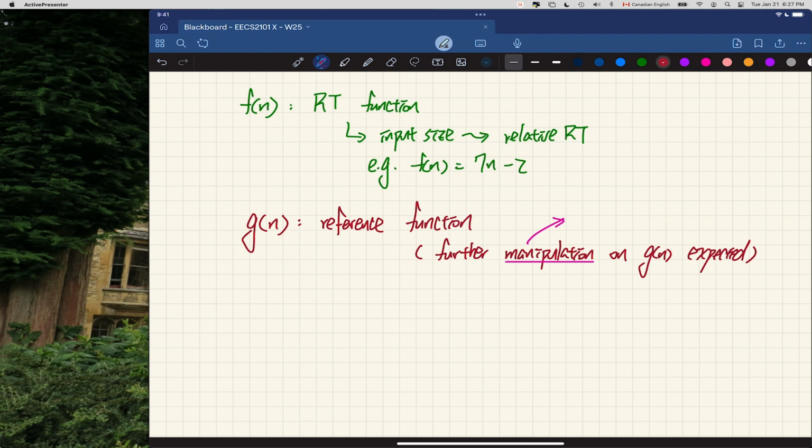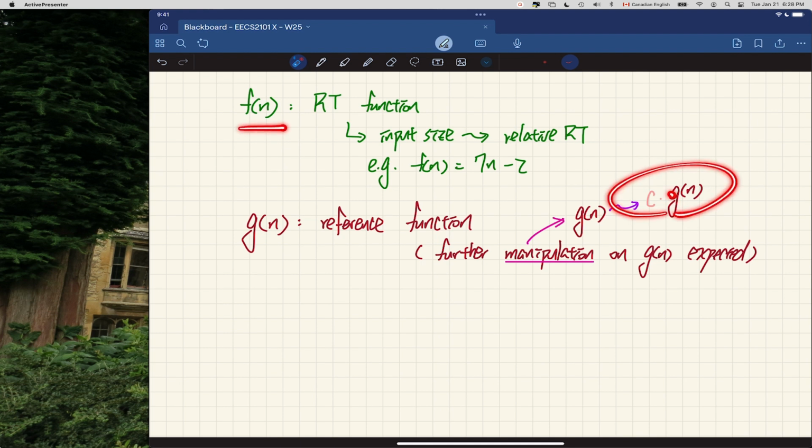So you're given g of n, and you do some manipulation. The way to do it is by choosing some constant c, and then multiplying that to g of n. So this is g of n, the reference function, and this is the manipulated version of g of n. This is something you can draw some connection to f of n. So we really got 1 here, 2 here, and 3 here. So these are the 3 things that we have to.